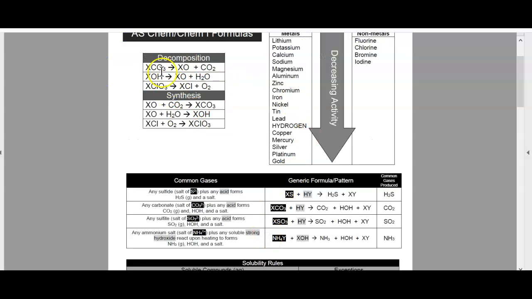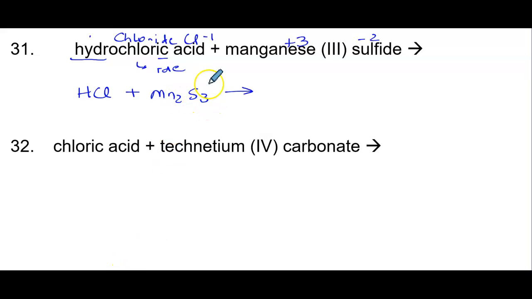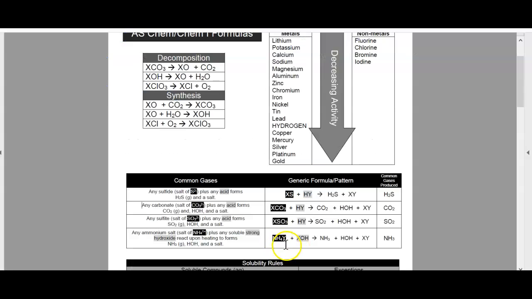So I'm going to start like we always have. Because it's not a combustion, I'm going to start here. I don't have either of these 2 pieces as my start. Because it's 2 compounds, I'm going to go down here. I'm looking here for something that ends with a sulfide, a carbonate, a sulfite, or starts with an NH4. I see something that ends with a sulfide, so that's a possibility that it could be a common gas. So I'm going to go over here.